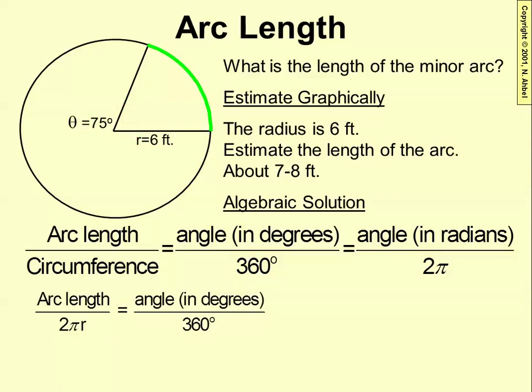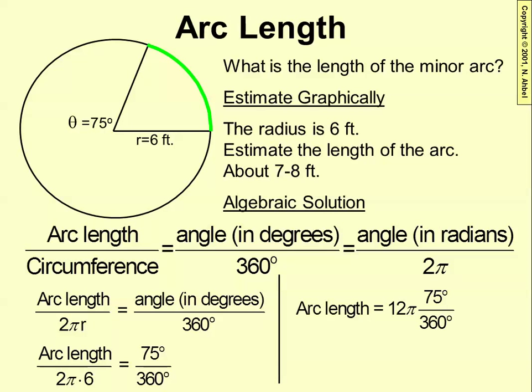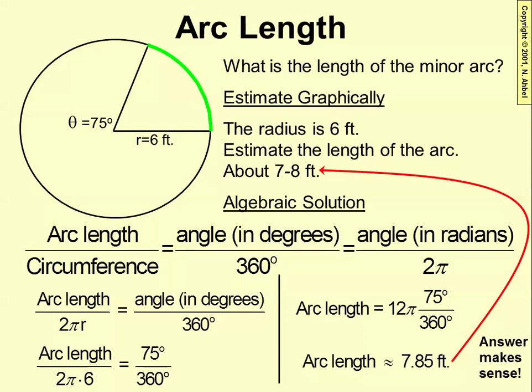So the circumference is 2 pi r. So the arc length is to 2 pi 6, as 75 degrees is to 360 degrees. So solving for arc length, we get 12 pi times 75 degrees over 360 degrees. And the approximation for that is about 7.85 feet. And fortunately, that answer makes sense.